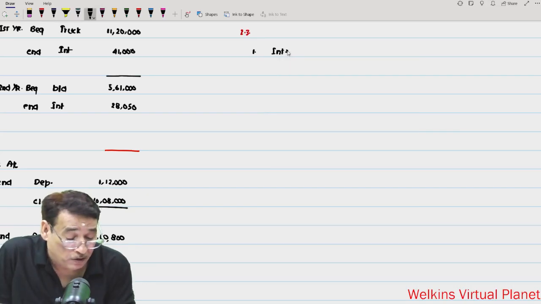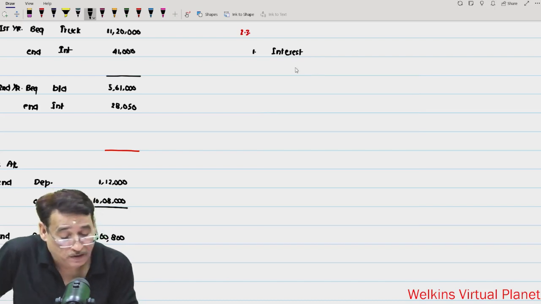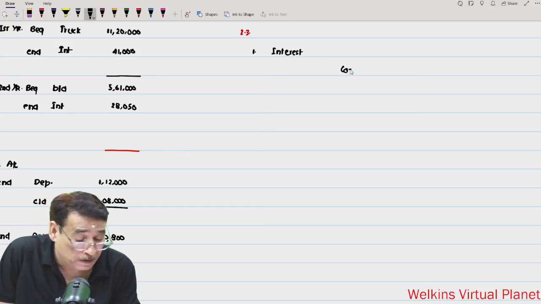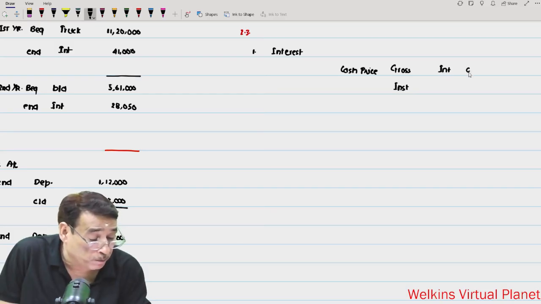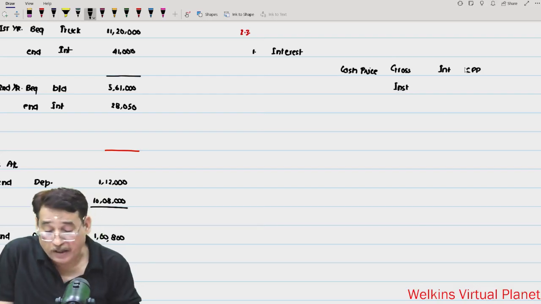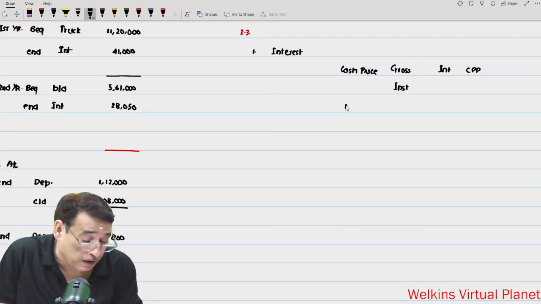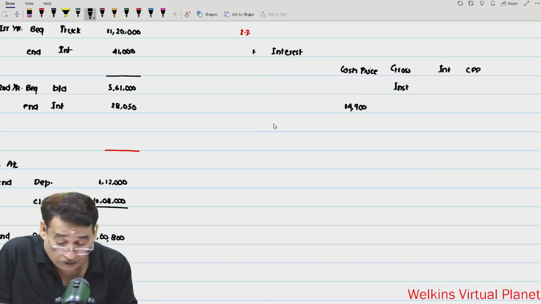In this question, cash price is given, rate of interest is also given. So in order to compute the interest, we can follow the gross installment method. So first of all, write cash price. Then write gross installment. Write the interest and cash price portion. Now the cash price which was given to us was 14,900, correct? On 1/1/2018, we purchased the asset.